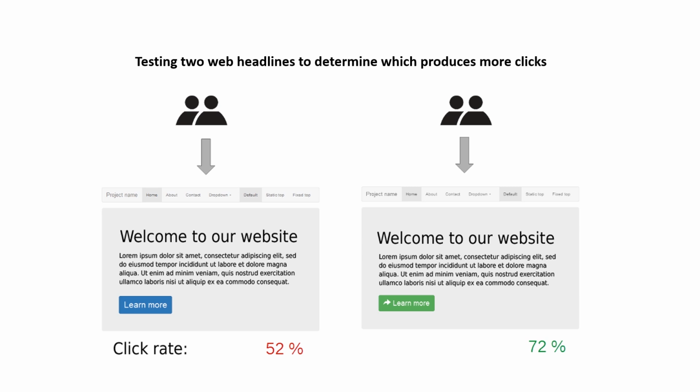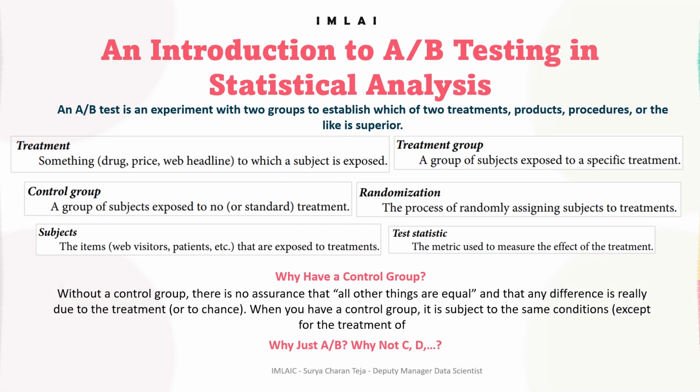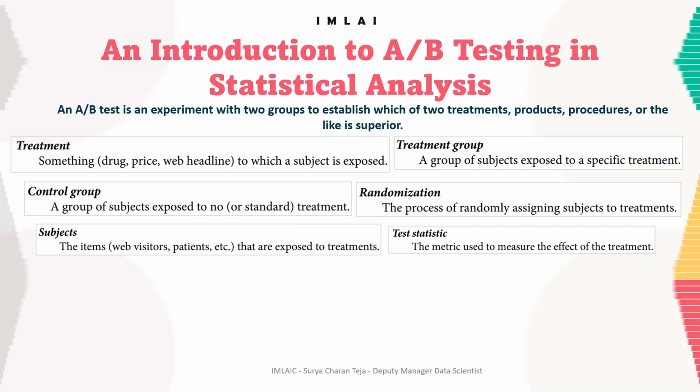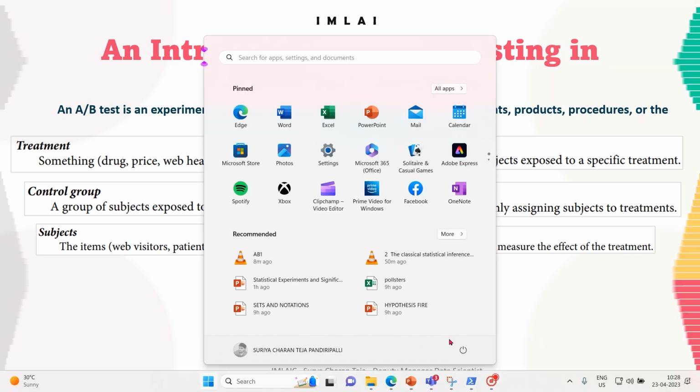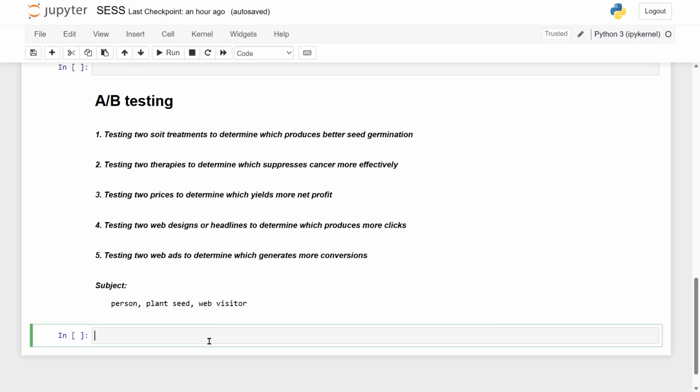A or B. So you also need to pay attention to the test statistic or metric we use to compare groups. So, test statistic.